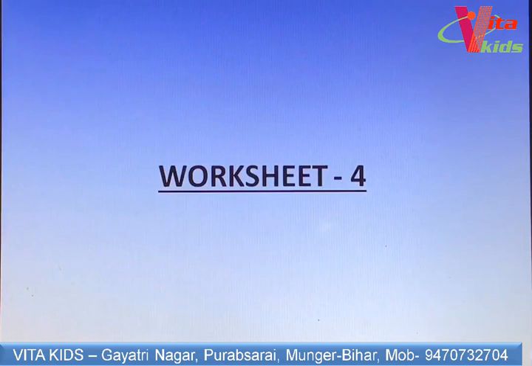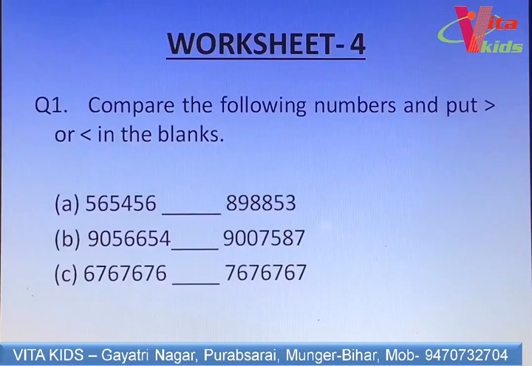Worksheet number 4. Question 1. Compare the following numbers and put greater than or less than in the blanks. A part, 565456 and the second number is 898853. Here the second rule is being applied.